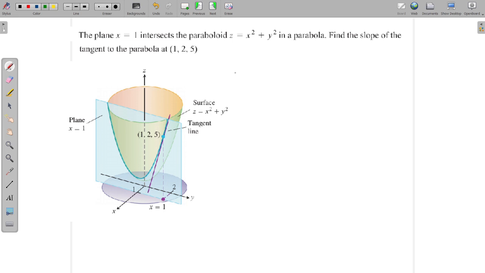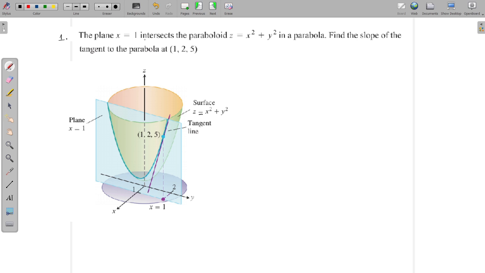Hi all. Today we discuss an application of partial derivatives. We already discussed in the last class how to find the partial derivative of a function z equal to f of x, y with respect to x and with respect to y. Now we consider this question in this video.